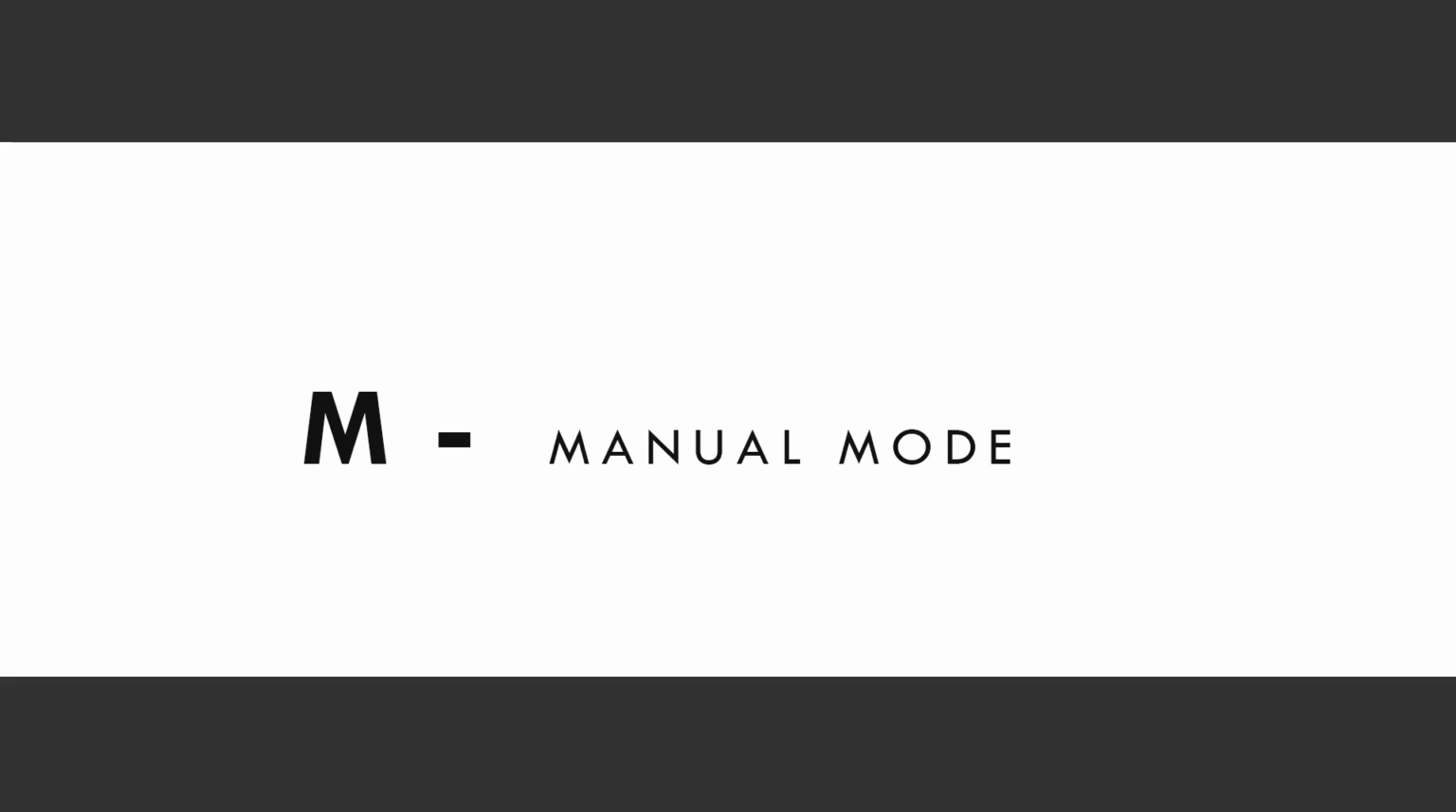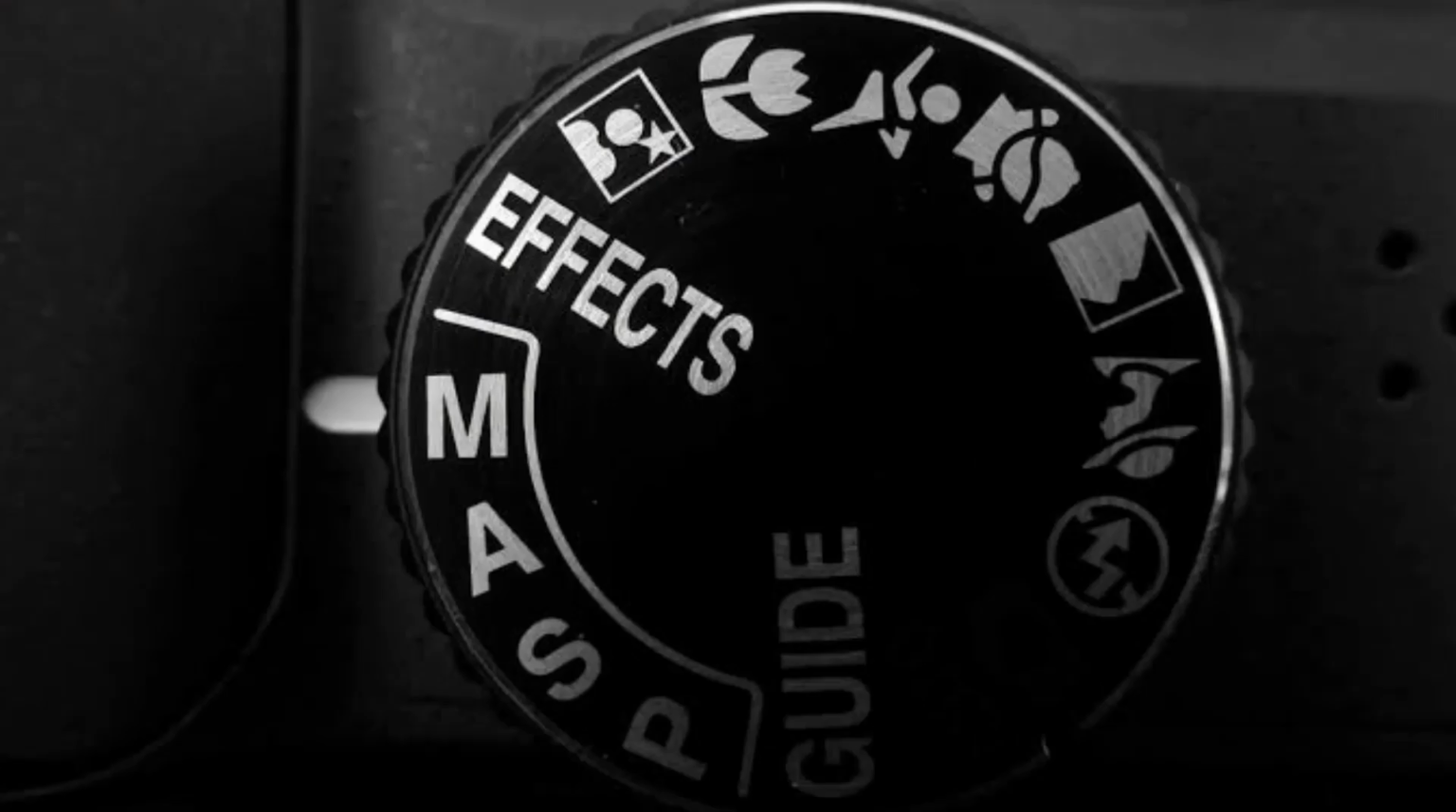So let's move to the next, which is the manual mode. Manual mode, here the photographer adjusts all, that is the shutter speed, the aperture and ISO, without the camera deciding any of the exposure triangle. As a beginner, it is advisable to know and learn how to shoot in manual mode.